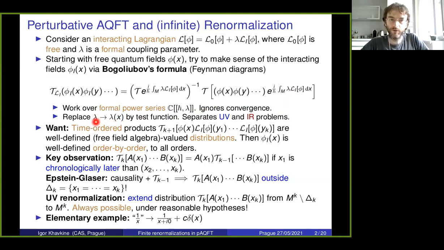Often what we'll do is instead of treating lambda as just a constant, we'll replace it by a test function. Okay, so that lambda would generally have compact support. And what this does is it separates ultraviolet and infrared problems. So infrared problems come from trying to take integrals over non-compact space-time, and sometimes they diverge. And ultraviolet problems come from when you try to take integrals of things that diverge when the space-time points as their arguments come close together. Okay, so we're dealing only with potential UV problems and ignore all IR problems, although these are important things and, you know, there's ongoing work on how to deal with them and incorporate them into this framework.